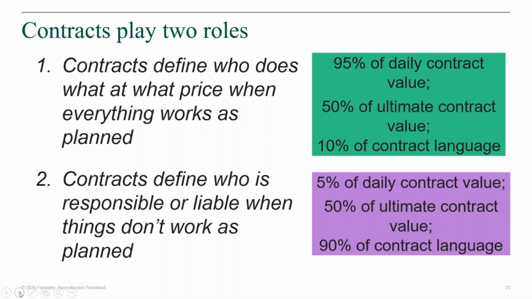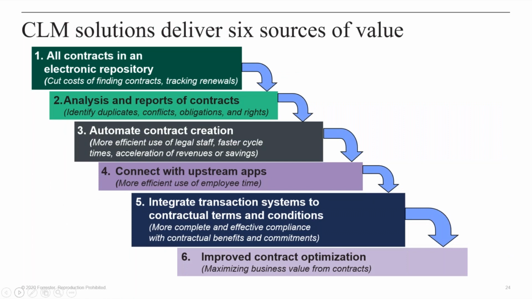So ultimately, about half of the value of CLM lies in the second role, about half in the first role, but both of these are equally important for getting value. So with that preamble, let's jump into the stages of value.